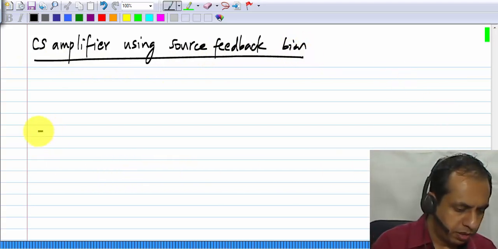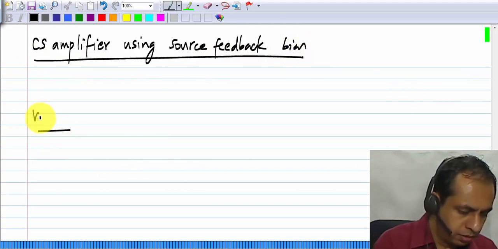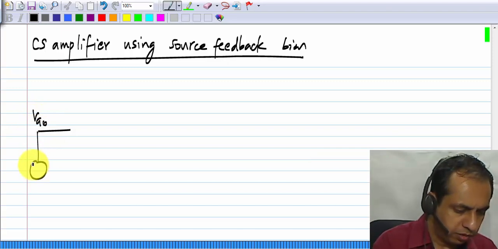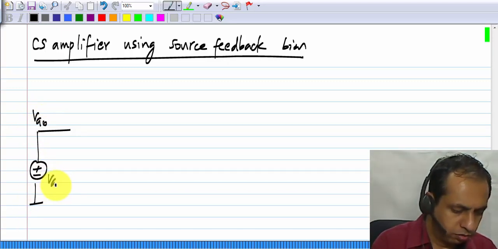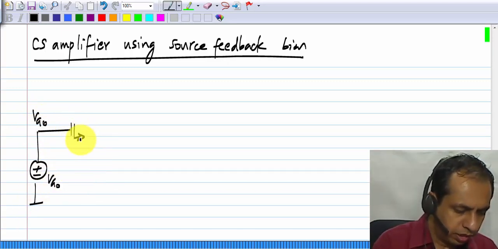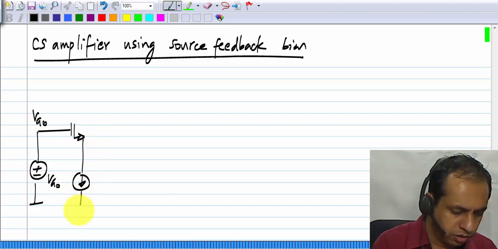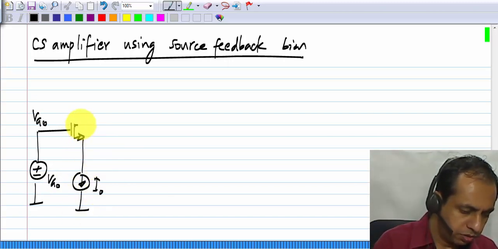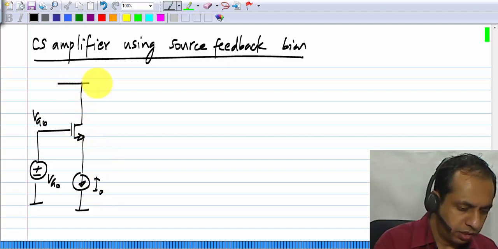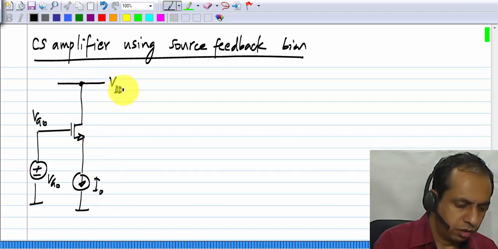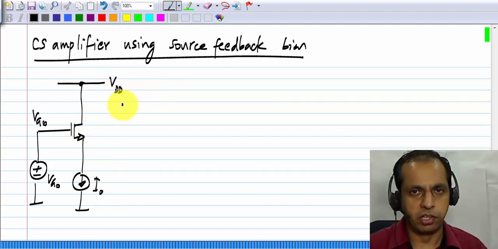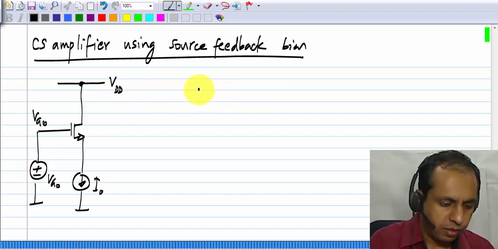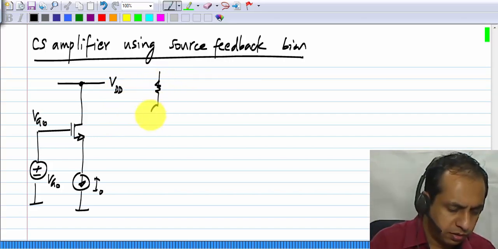So our bias picture looks like this. The gate is biased at a constant voltage VG0 and a current source I0 is connected to the source, and the drain is connected to VDD, because in the biasing picture the drain plays no role. The common source amplifier looks like this.